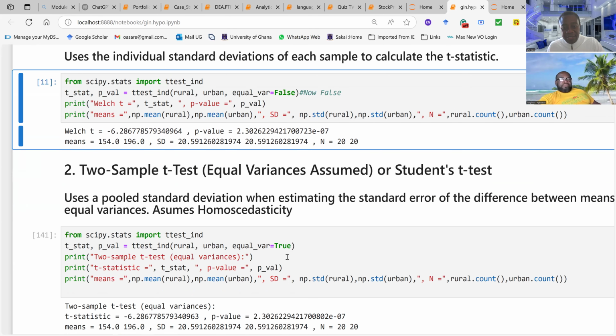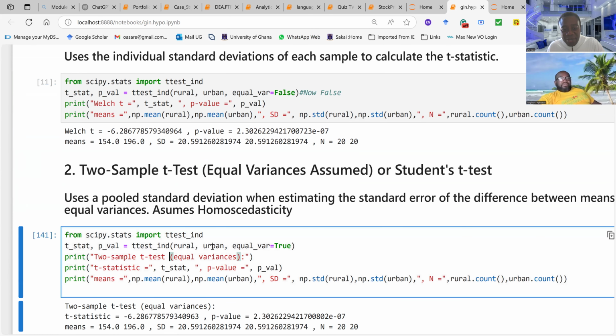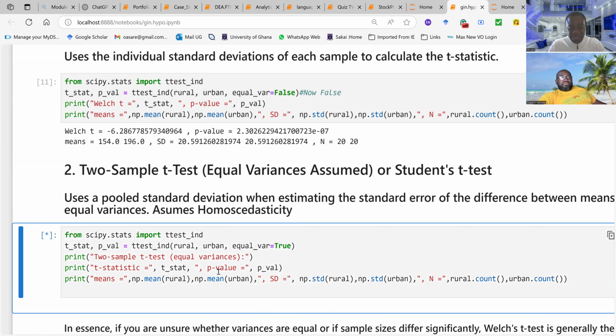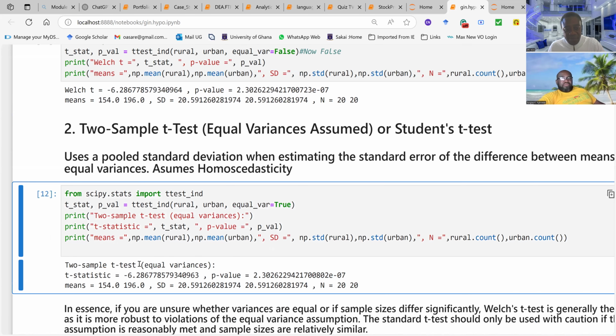Okay, so let's run that. When you run that, you can see that here, instead of equal variances being false like the previous one, this time equal variances is true. That's the only difference. You run that. Let's run that and see the result. So this time we have equal variances. Again, look at what is happening. The same answers. If I check the answers, you see the same thing.